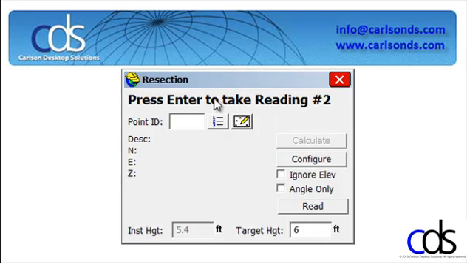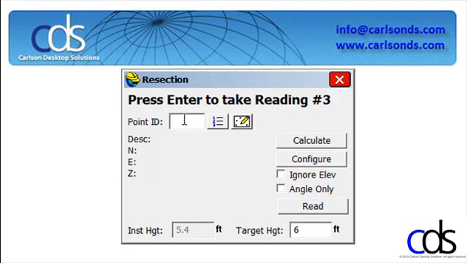Okay, so it's taken the very first reading. Now we're ready to move on to point number two. So we key in point number two, our target height is the same. Now we're on our third point. If we were only doing 2 points, we could tell it to calculate now.